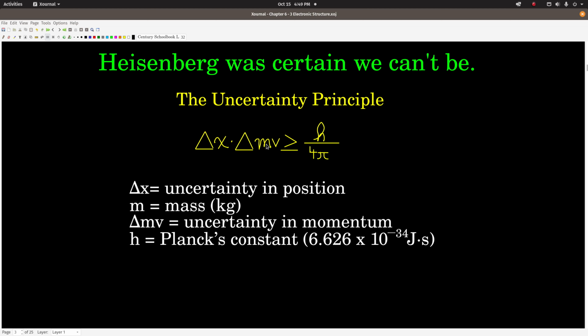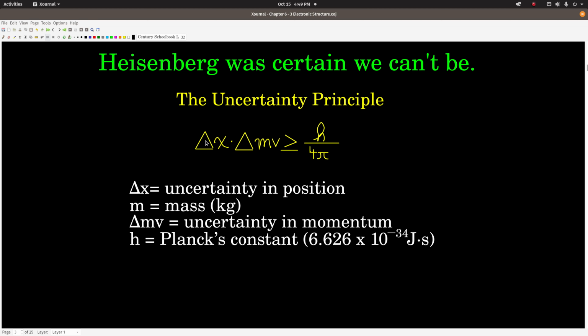Stuff we're talking about, the mass is going to be constant, so it's really the uncertainty in the speed or velocity of what we're talking about. And h is Planck's constant. We've seen this before. It's 6.626 times 10 to the negative 34th joule seconds. Now what this equation says, guys, is we can never know absolutely for sure where something is or how fast it's moving.